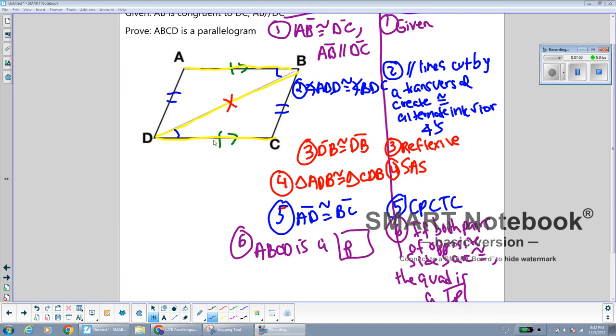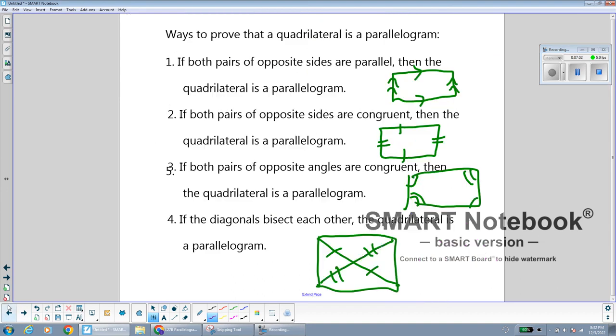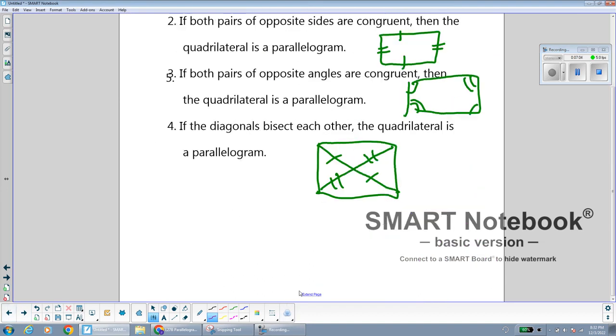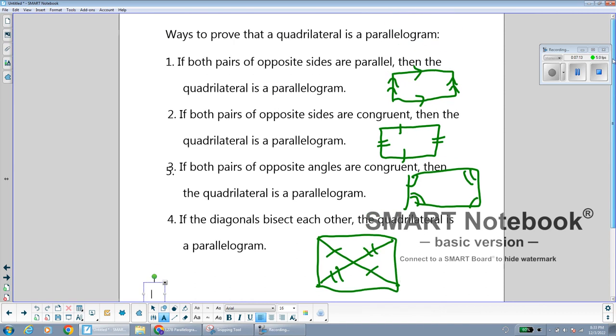So let's go back to our list of methods from before, and we can add this one over here. That would be number 6. How many do I have before? The numbers are all jumbled up. 1, 2, 3, 4, number 5.